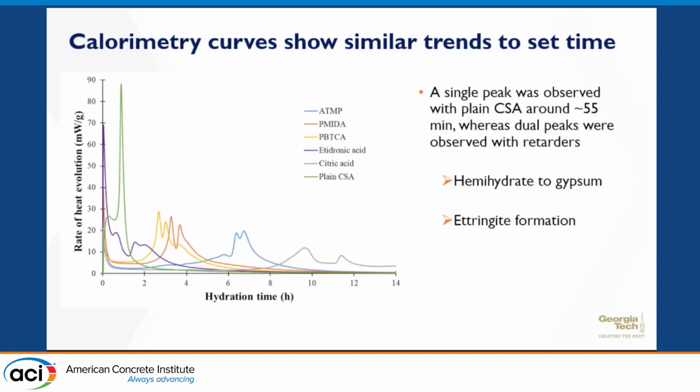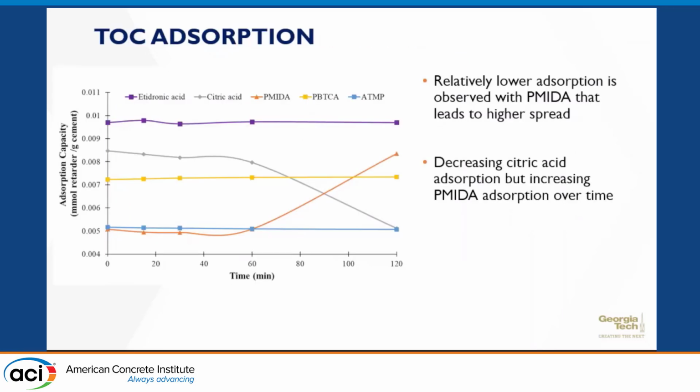We looked at the calorimetry, the hydration kinetics, here. We realized that a single peak is observed with only plain CSA, around 55 minutes, implying the quick set time, in line with that. But for CSAs including different retarders, we always observed dual peaks and broader peaks, essentially.